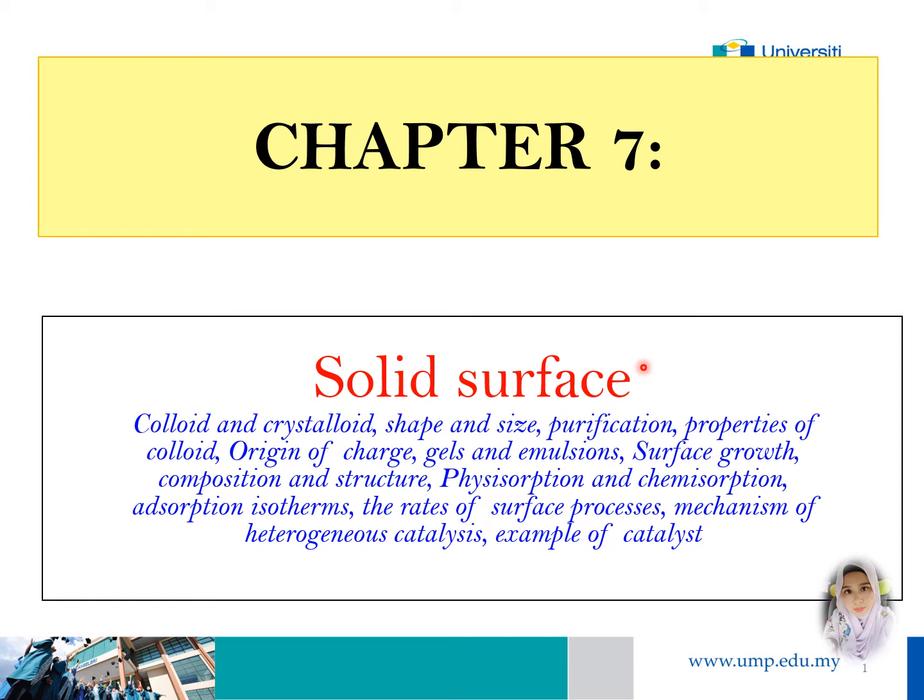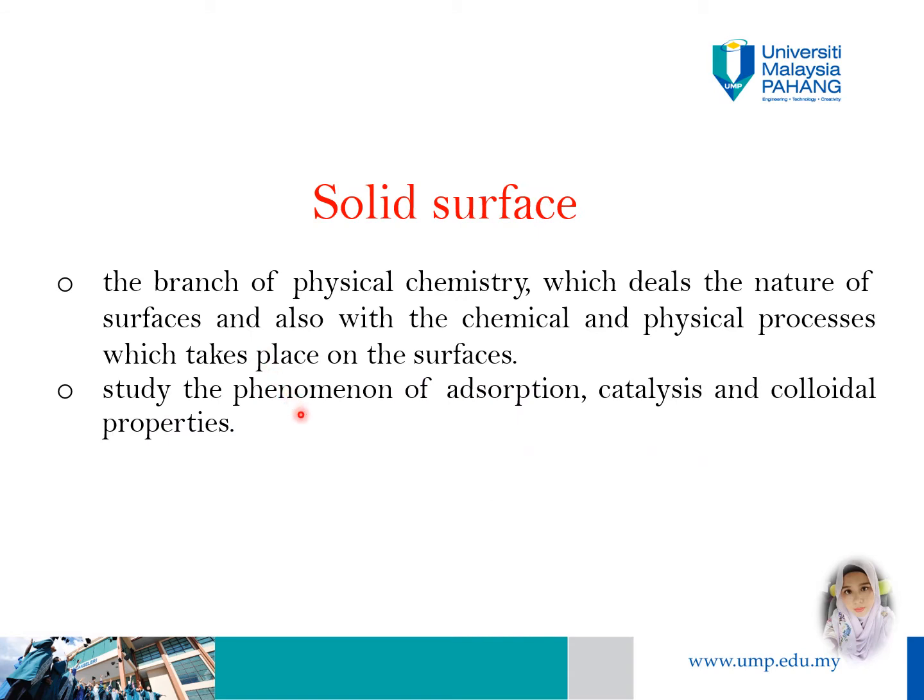So in chapter 7, solid surface, this chapter will cover surface composition and structure, surface group composition and structure, physisorption and chemical sorption, adsorption isotherms, and then the rest of surface processes, mechanism of heterogeneous catalysis and its examples. Solid surface is the branch of physical chemistry which deals with the nature of the surface and also with the chemical and physical processes which take place on the surface, which studies the phenomena of adsorption, catalysis and colloidal properties.